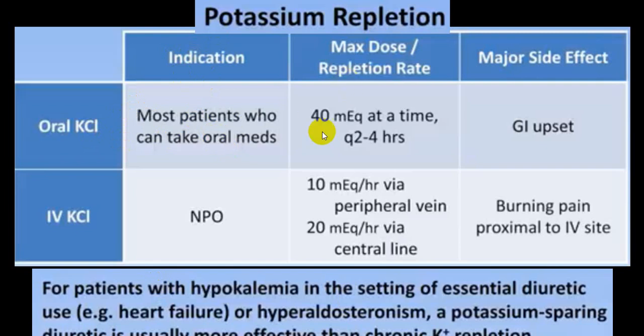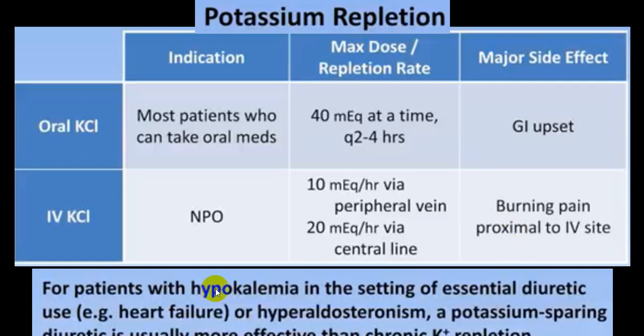You can give 40 milliequivalents at a time, three or four times in a day. The major side effect will be only GI upset. But when you give IV, the main indication is if you cannot give orally or if there is an emergency. Via peripheral lines, you can replace only 10 milliequivalents per hour and should not replace more than 20 milliequivalents. With a central line, you can give as much as 40 milliequivalents per hour, but the person will have a high chance of burning pain at the IV line.